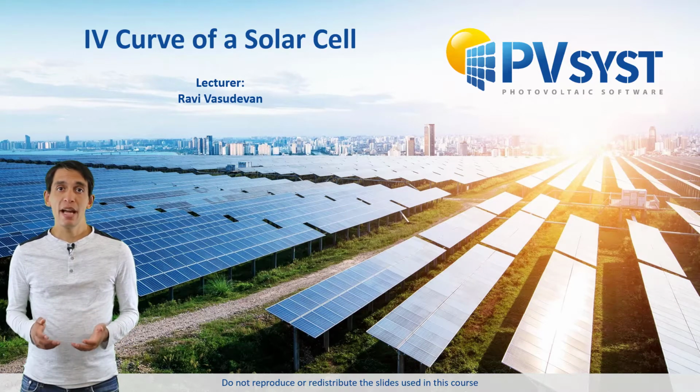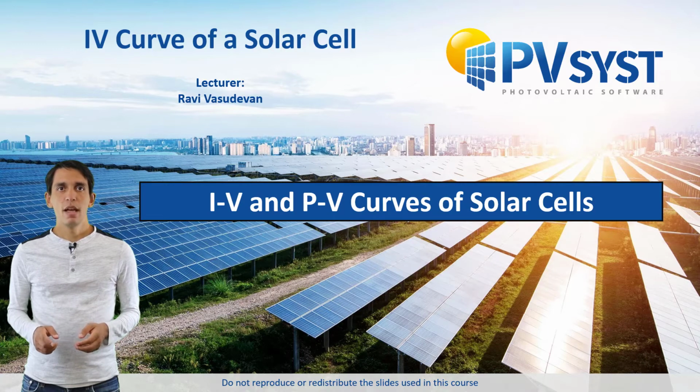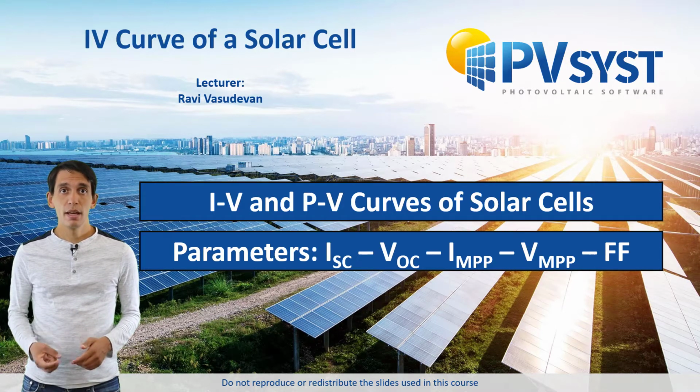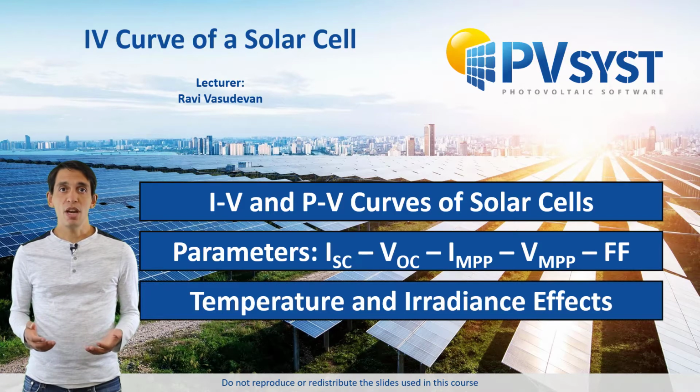Now that you know how a diode works, we can discuss the electrical characteristics of a solar cell. We will do this using the current versus voltage, or IV curve, as well as the power versus voltage, or PV curve. We will discuss the key electrical parameters of a solar cell, namely the ISC, VOC, IMPP, VMPP, and finally, the fill factor. Finally, we are going to show how these curves change with irradiance and temperature.